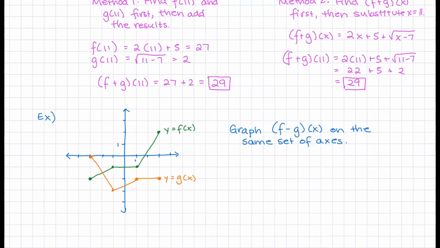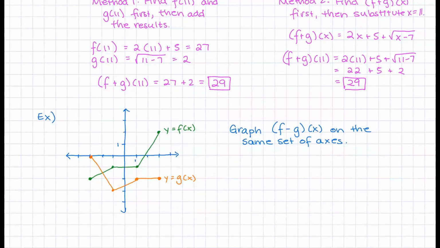Remember how on this previous problem, when we wanted to find f plus g of 11, we found f of 11 and then g of 11 and added them together? So we added the output values together to get the final output. It's the same kind of thing here, except this time we're going to be subtracting the output values. And remember, the output values are the y values. So this problem is really focused on the y values.